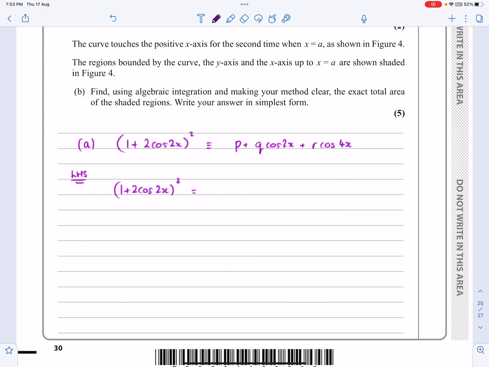I know what that is. That's going to be 1 plus 2 lots of 2cos2x. So that's 4cos2x. And then it's going to be (2cos2x)². Well, that's 4cos²2x. So I don't mind if you take a little bit longer to get to that stage.